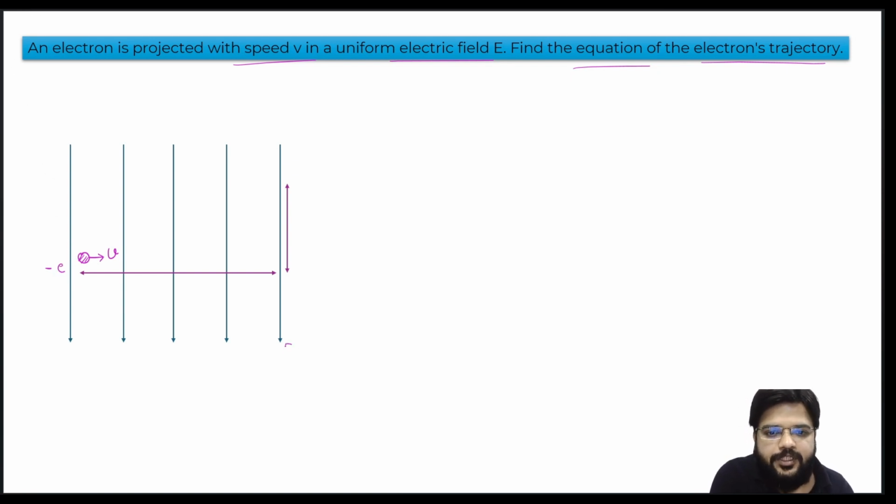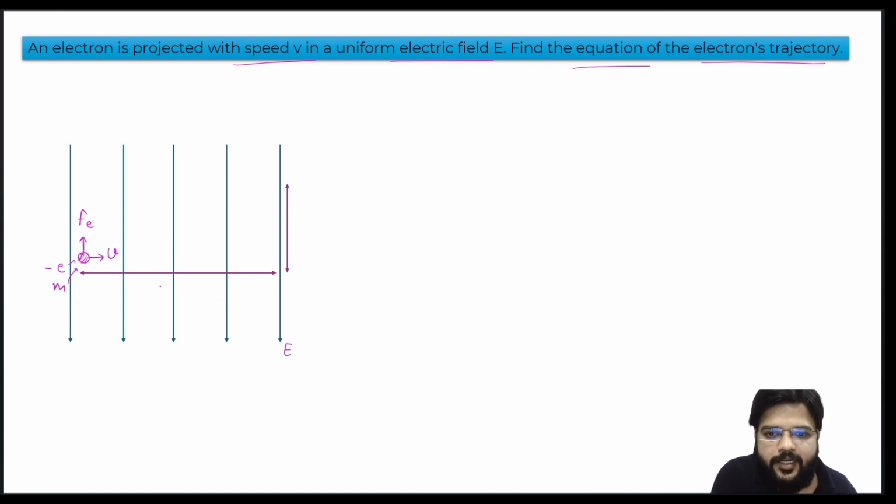The electric field is present in the downward direction, so the electrostatic force should be in the upward direction. If the electric field is in the downward direction, then the electrostatic force on the negative charge is in the upward direction, opposite to the electric field. This thing we know. So in this direction we have the electrostatic force. Let's suppose the mass of the particle is m. So the mass of this particle is m, charge is minus e, force is Fe, and its speed is v.